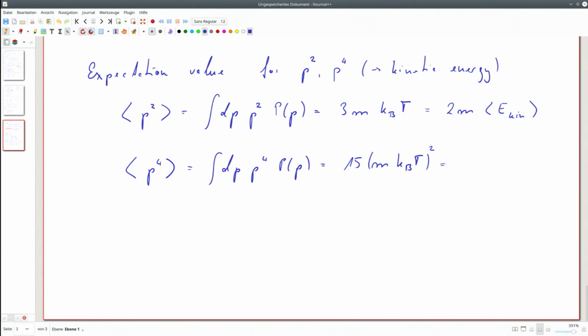I'm a bit puzzled about this factor of 15. I hope it's correct. This is 4 m squared kinetic energy squared. I should check this factor of 15. So it looks a bit strange. Or you can check it, yeah. I mean, it's not so complicated.